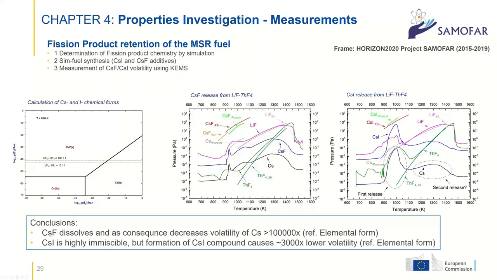Nevertheless, the conclusion of this study was that although the volatility of cesium fluoride is really suppressed by the matrix, cesium iodide is far less suppressed, so it is quite volatile. But still, if you compare cesium iodide volatility with cesium and iodine elements, which may be formed in solid oxide fuels, it is still a couple of thousand times lower. If it was even dissolved, it would be lower still, as is the case for cesium fluoride. So it was quite an interesting result, looking at fission product behavior.